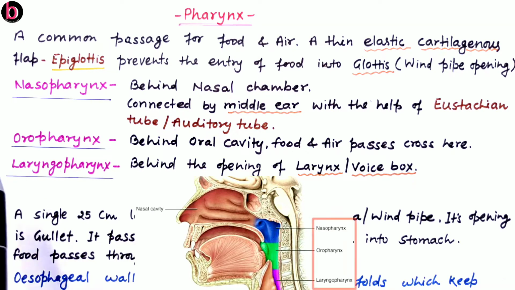The second part is oropharynx. So you can see this is indicated by green color, and this is just behind the oral cavity. This one is for passage of food and air. Both cross here. From nasal side, this is nasal chamber that is connected by nasopharynx, and from mouth side this is oral chamber that is connected here at oropharynx. The last part, which is by violet color, is given here for laryngopharynx, and this is just behind the opening of larynx or voice box.